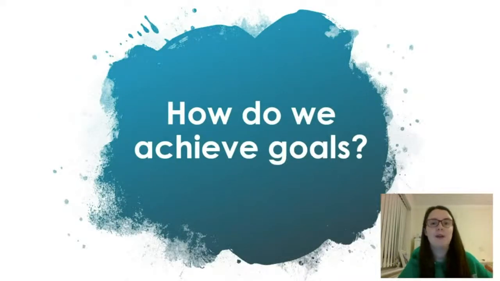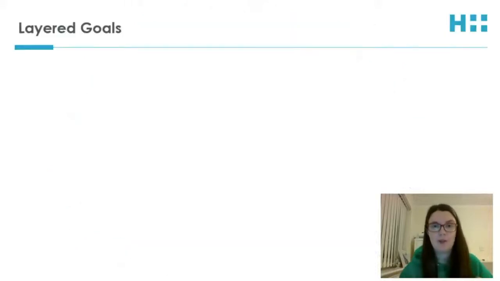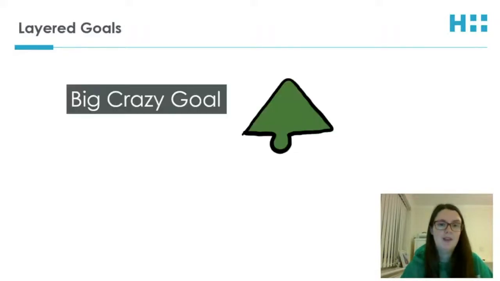So now that we know how to set a goal, how do we go about achieving it? I like to use a technique called layered goals. This is a great technique that helps you to achieve a goal that you feel might be completely far away or out of your comfort zone. So think of a pyramid. The top layer of a pyramid is where you're trying to get to. This is the top point, your big, crazy goal that you really want to achieve.